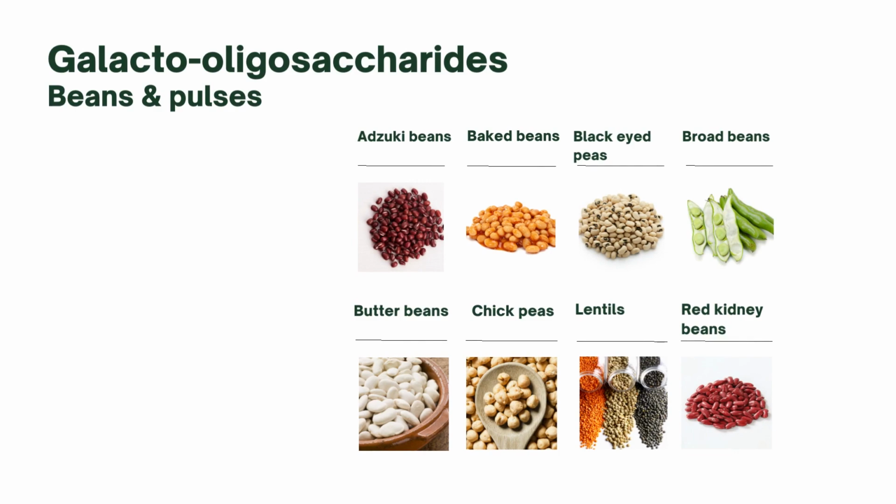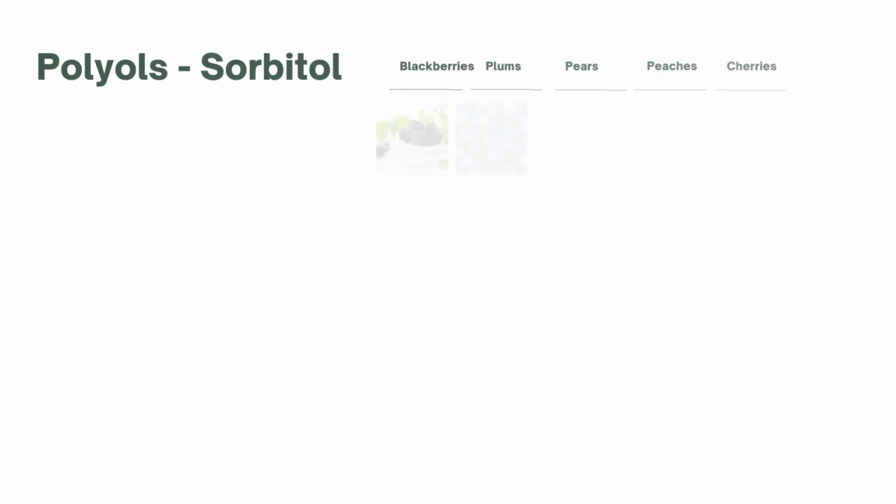Galacto-oligosaccharides revolve predominantly around beans and pulses. So things like baked beans, lentils, kidney beans, etc. are all high in galacto-oligosaccharides and need to come out of the diet.